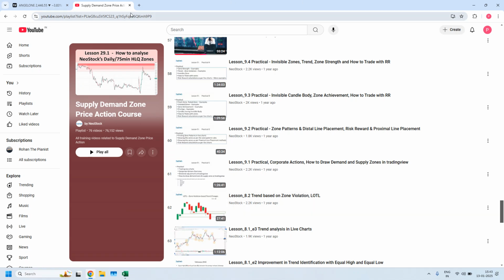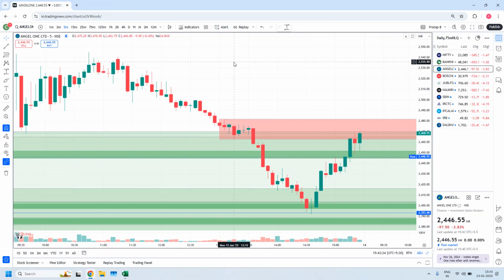Now let's get into the analysis discussion. I already analyzed all these zones, and you might have seen this for educational purpose as part of lesson 29.1.